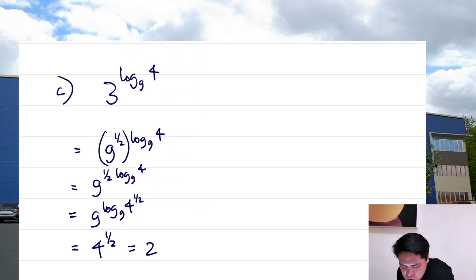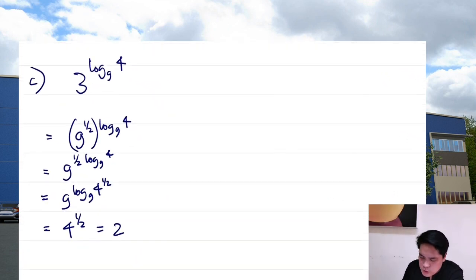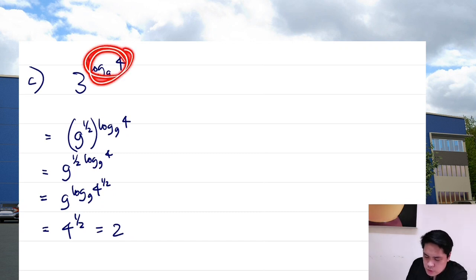Okay, let's do an alternate solution for this. How about if ang exponent ang i-change yung base ko? I'll change the base here. Instead of 9, I'll change the base to 3. So using the change of base formula, we'll have this. This is the alternate solution.